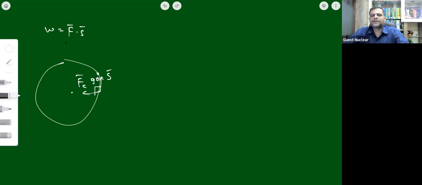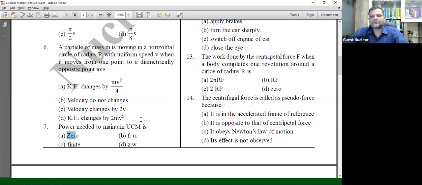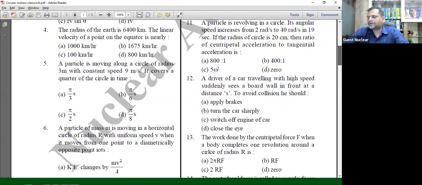And since no work is done, the power will also be 0, because power is actually defined as work upon time, correct है? तो वर्क ही 0 है, तो पावर तो 0 ही होगा ना जरूर. तो इसलिए हम कंक्लूड कर सकते हैं यहाँ पे कि पावर इज 0 इन केस ऑफ यूनिफॉर्म सर्कुलर मोशन. रिमेंबर करेक्टली.